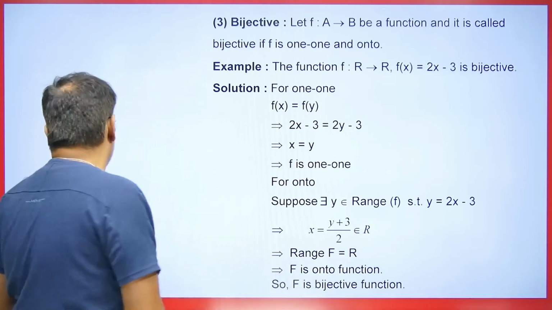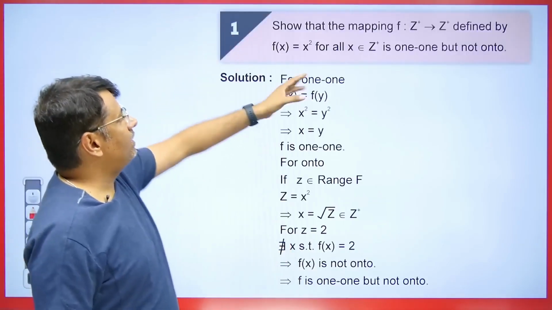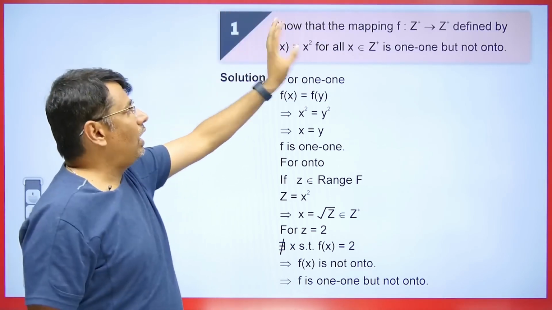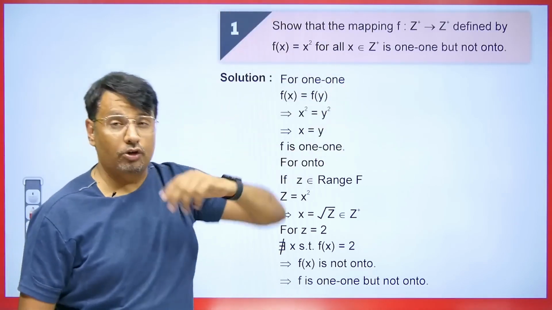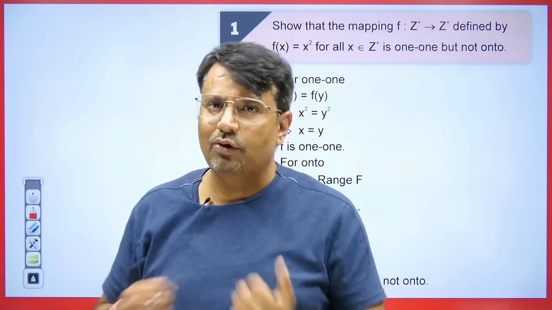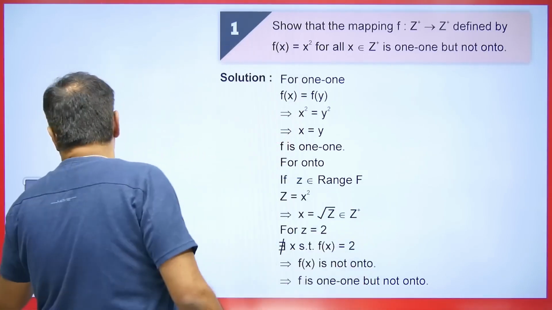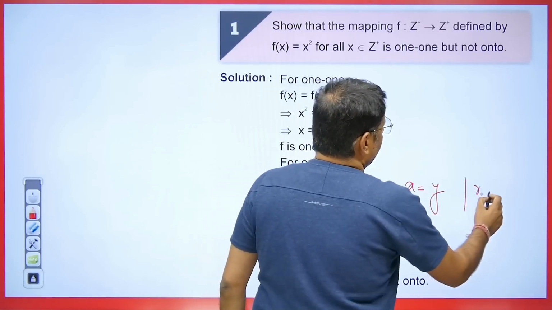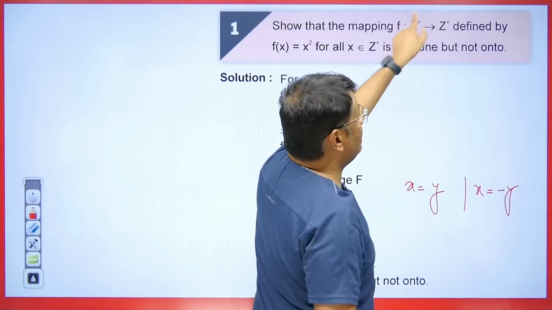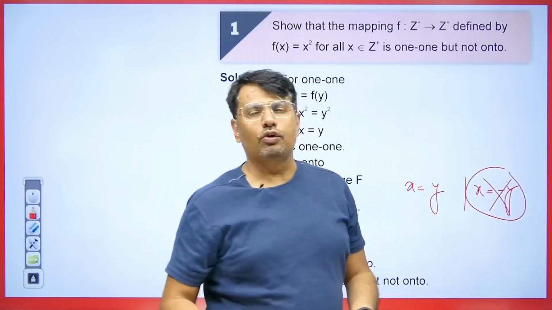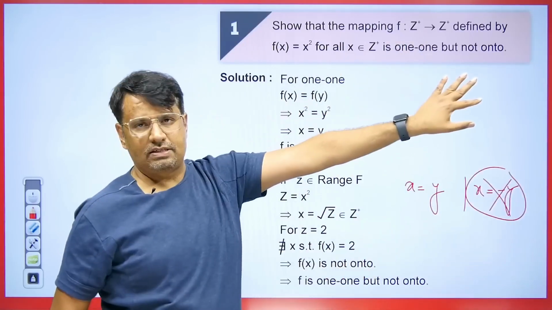Now let's move ahead. Next, show that the mapping f: Z+ to Z+ defined by f(x) = x² for all x belonging to Z+ is 1-1, but not onto. You will say, sir, you just asked this question and you said that this is not a 1-1 function. I told you that it is not a 1-1 function. I solved it and showed you that the value of x was y and the value of x was -y. But here it is going from Z+ to Z+. So we need to discard this. We can't have a negative image because it is going from Z+.